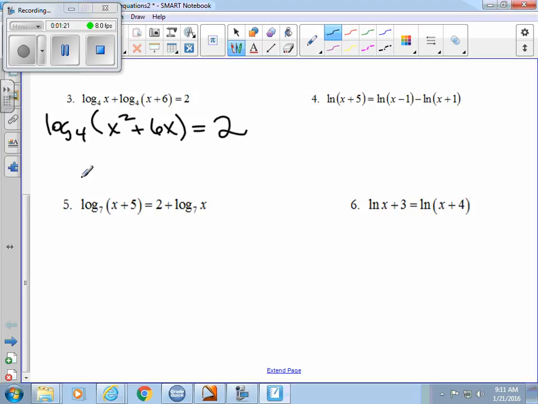Now that I have that combined into one logarithm, that is now a logarithm equals a number. How do I get rid of that logarithm or undo that? Not yet, I need to get rid of the logarithm. How do I do that? 4 squared. Does everyone agree? Either rewrite or raise both sides. It doesn't matter how you think about it, but you get 4 squared equals x squared plus 6x. Does everyone agree with that?